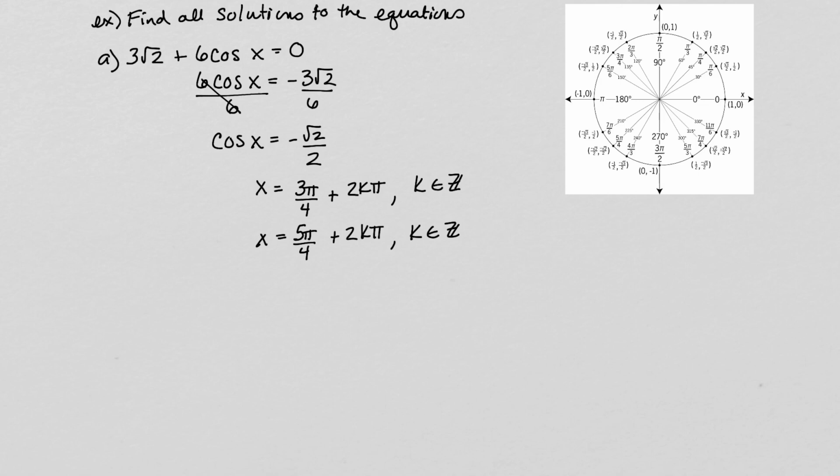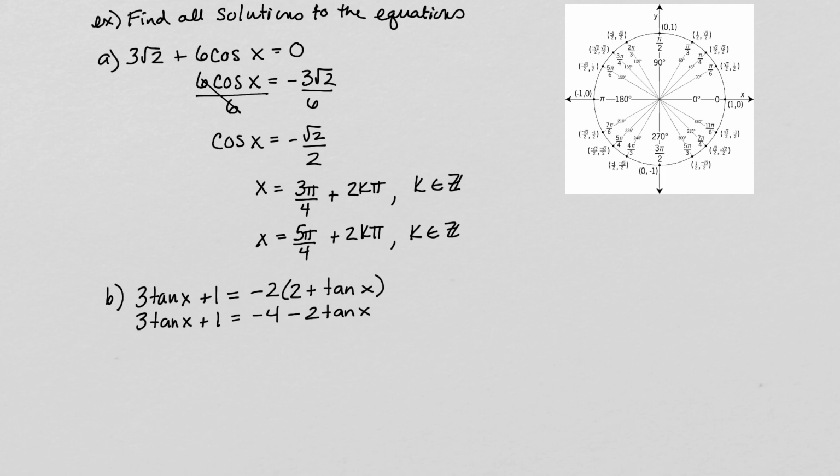Yeah. All right, we'll do one more. I think I have time for it. So 3 tangent x plus 1 equals minus 2 times 2 plus tangent x. So the first thing I need to do in this problem is remember I'm trying to isolate the tangent, but I have tangents on both sides of the equation. So I'm going to want to get them together. But before I can do that, I need to distribute that negative 2. So we're going to have 3 tangent x plus 1 equals minus 4 minus 2 tangent x.